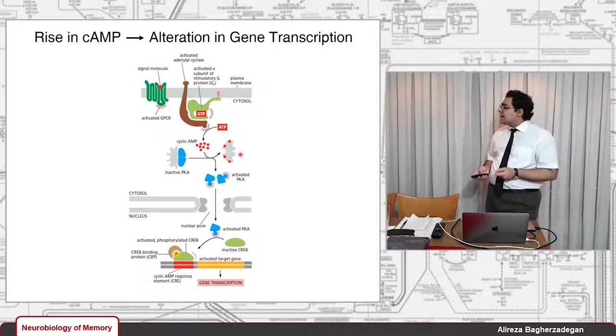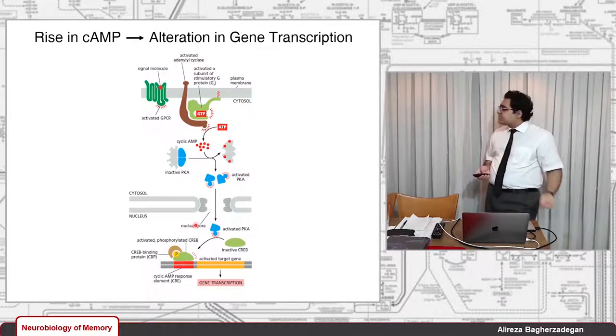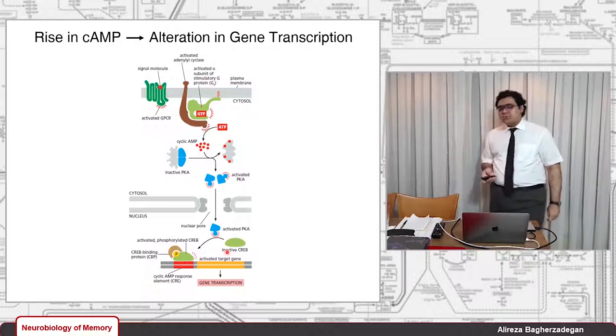And it causes the detachment of these regulatory subunits from the catalytic subunits, and now these catalytic subunits of protein kinase A are active, okay, and they can be translocated to the inside of the cell's nucleus, and there they're going to activate some transcription factors.